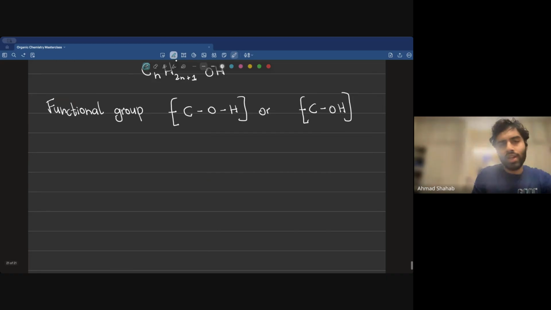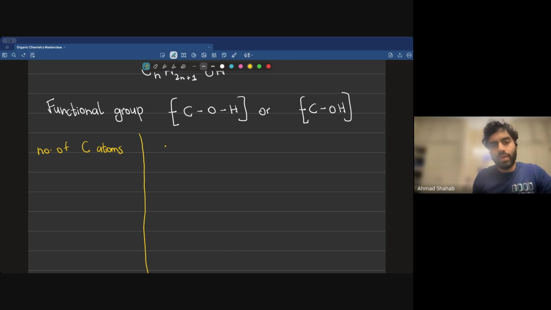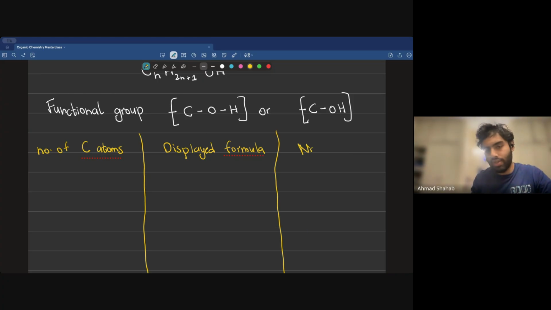All right. So again, the basics remain the same. You have n is equal to 1. What is n? n again is the number of carbon atoms. Whenever you have n is equal to 1, if you want to draw the displayed formula, let me just draw a table. Number of carbon atoms, and then you have the displayed formula, right? And then you have the naming.